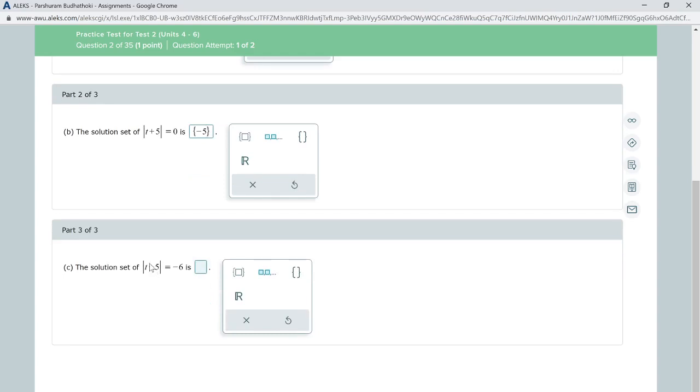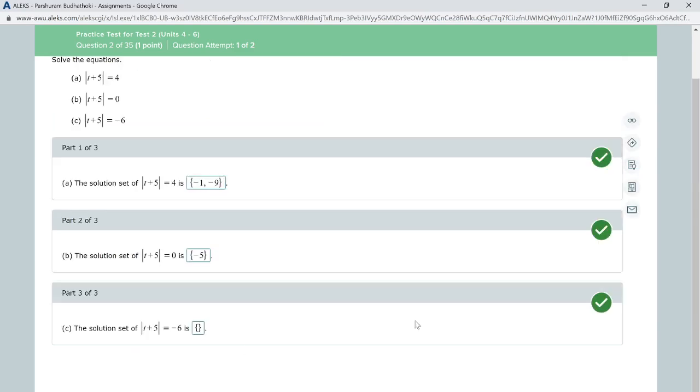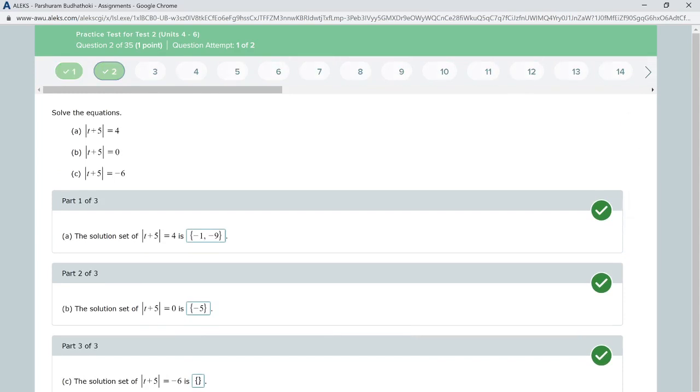If you have the absolute value of something equal to negative 6, remember absolute value should be positive or 0. It cannot be negative. If it's negative, that means there is no solution. The solution set should be empty. So these are the answers.